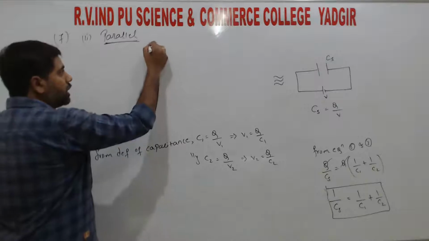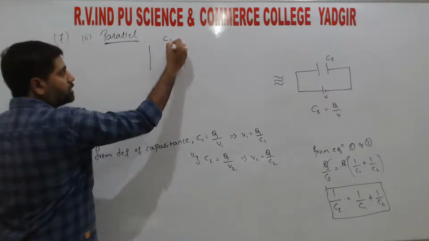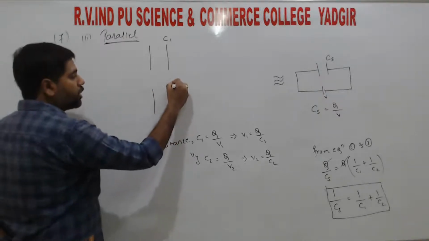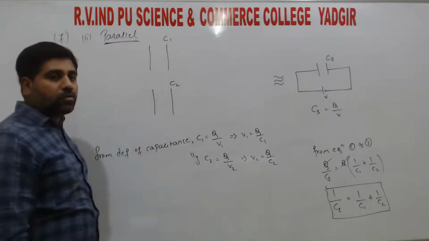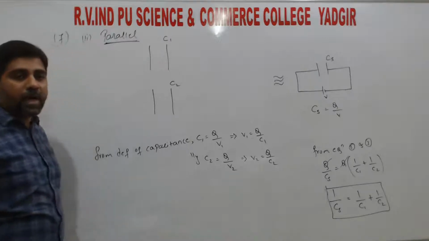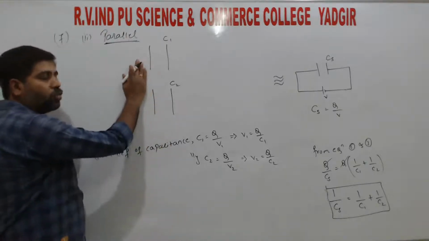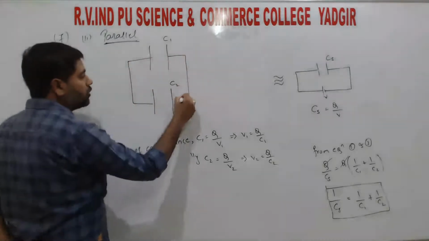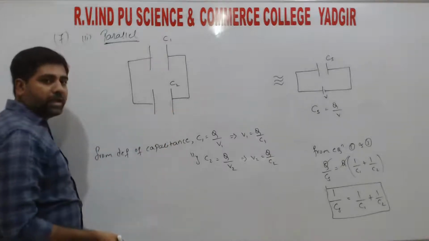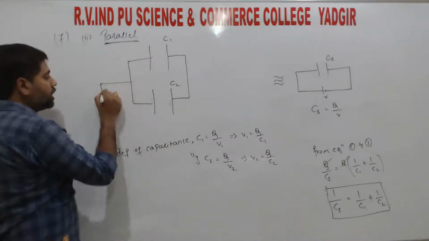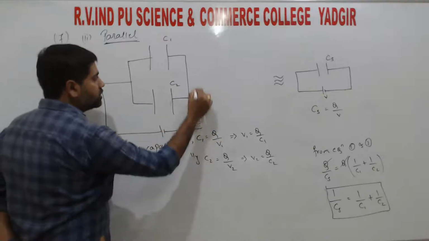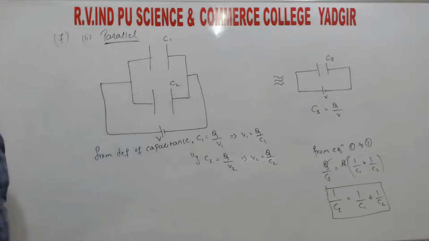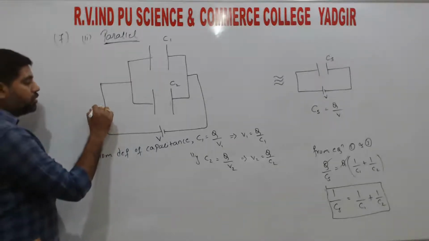Parallel means consider two capacitors of capacitance C1 and capacitance C2, right? How do we connect the two capacitors in parallel? The left ends of both the capacitors are connected to each other, and also the right side of the plates are connected to each other, right? These two are connected to the external source, that is external potential V. Now the current is flowing in the circuit.